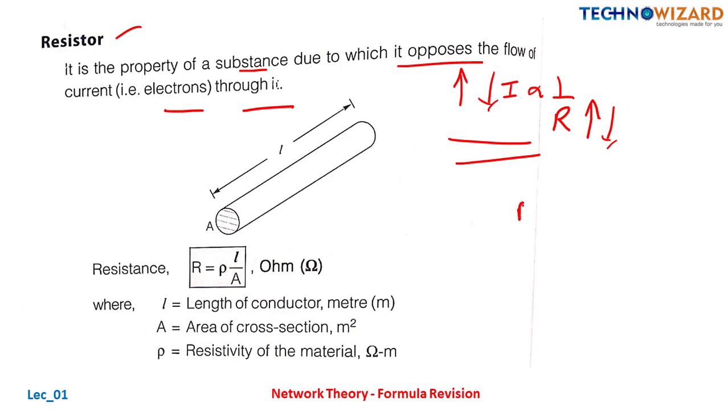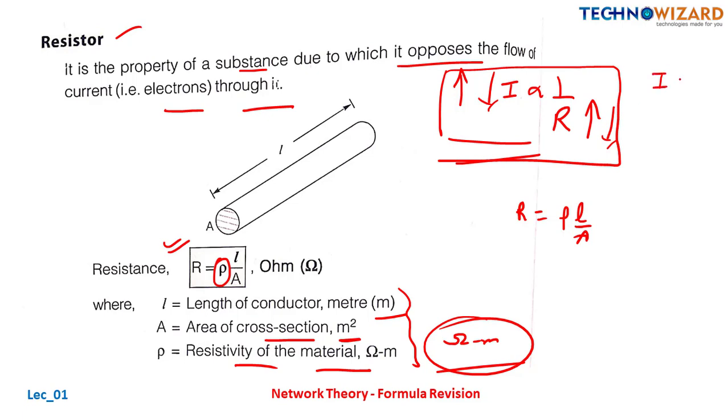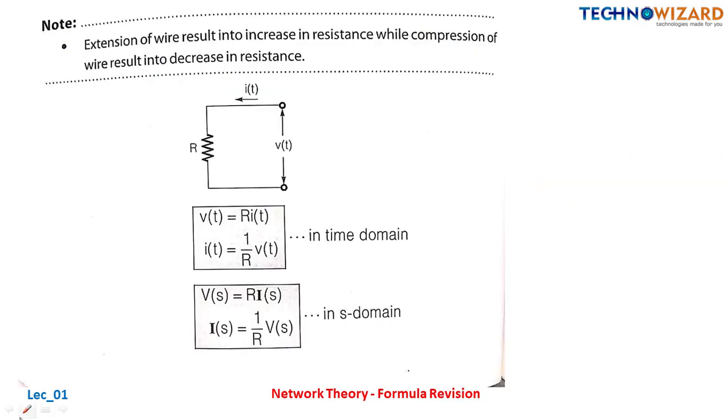Now the formula for resistance is R equal to rho L upon A, where rho is known as the resistivity of the material, which is constant for every material, whichever material the resistor is made of. This is constant by the manufacturer. L is the length of the conductor, which should be in meters, and A is the area of cross section, which should be in meter square. So please remember the units of this, and please remember this formula. Also remember this relation, that current is inversely proportional to R. On this formula you can have one or two questions in your exam.